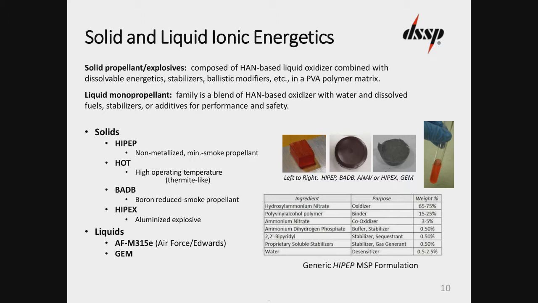We've also been able to get a 1.4 shipping classification on it. And it's got some interesting uses. It's like a thermite that generates some gas too. The bad B is a boron-based material that has some interesting characteristics. HIPEX, I'll talk about that in more detail as an explosive form of this material.